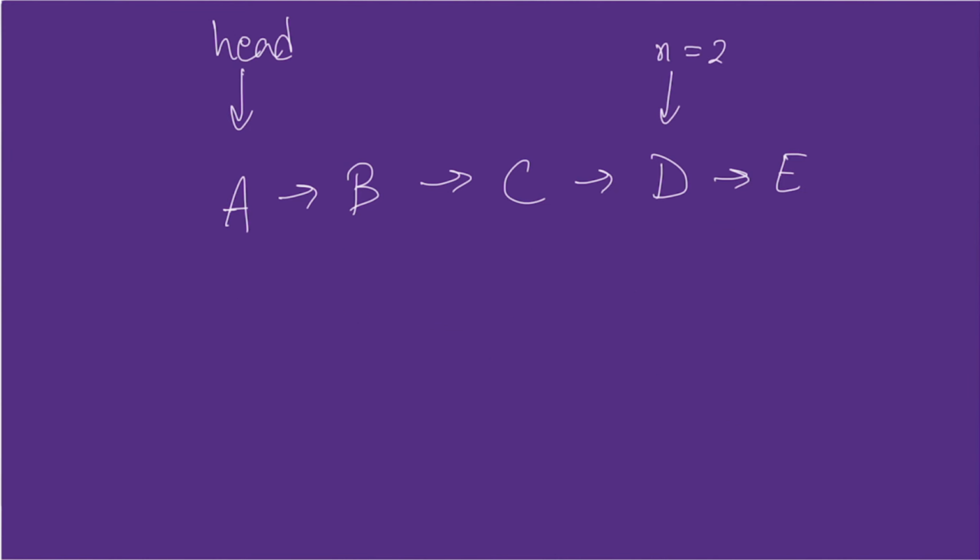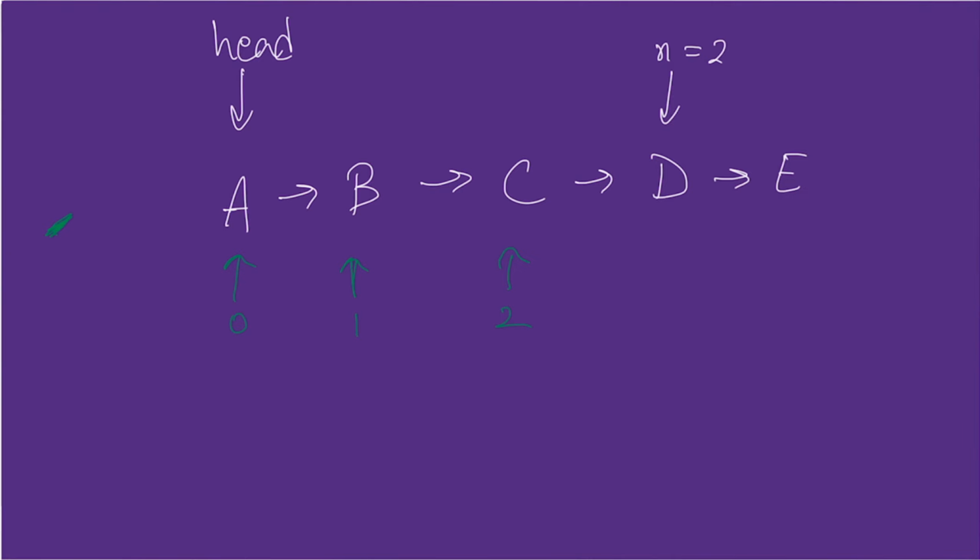So let's see how that will look. We start by initializing a fast pointer, which will be represented by this green color, and we'll move it by n steps. And n in this case is 2. So it starts at A. It moves by step 1, which will go to B, and then it will go to C. So this was step 0, where we initialized the fast pointer. Then this was the first step, and this was the second step.